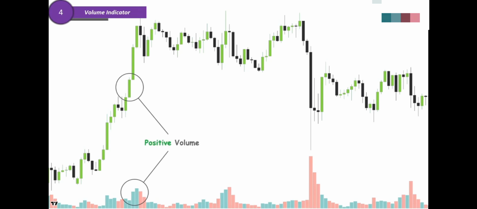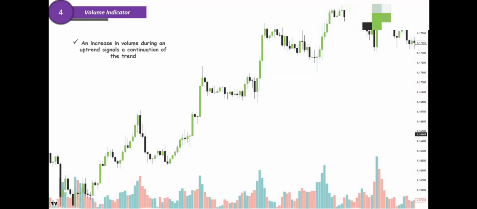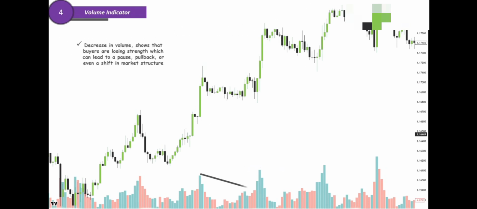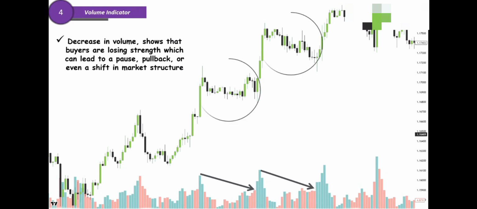Green bars usually appear when a candle closes above its open, showing bullish volume. Red bars usually appear when a candle closes below its open, showing bearish volume. When volume increases during an uptrend, it confirms strong buyer participation and supports continuation. But when volume starts decreasing during an uptrend, it may show that buyers are losing strength, which can lead to a pause, pullback, or even a shift in market structure.